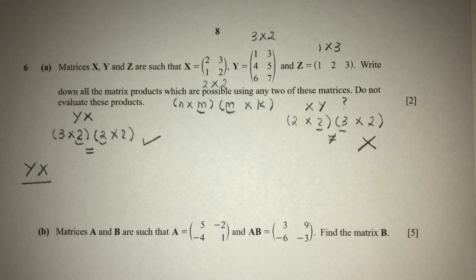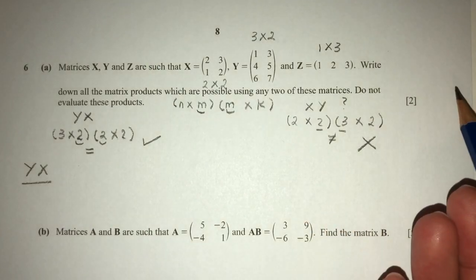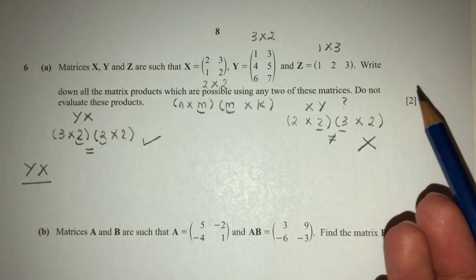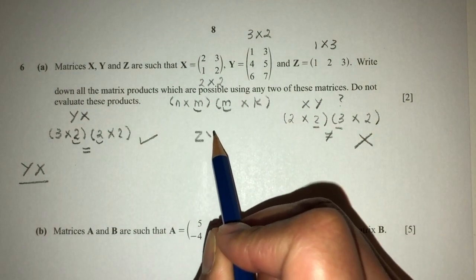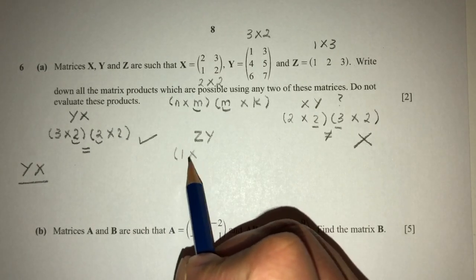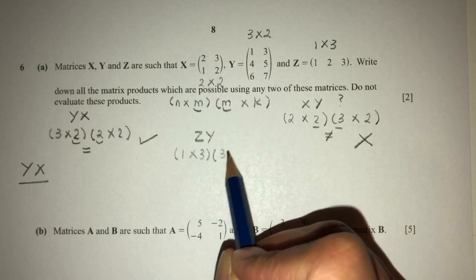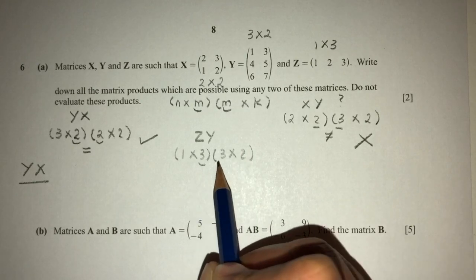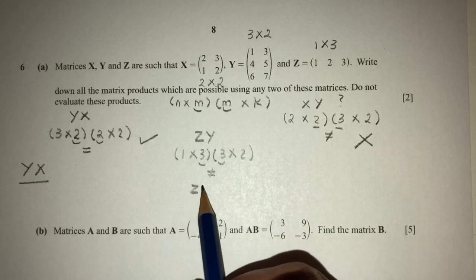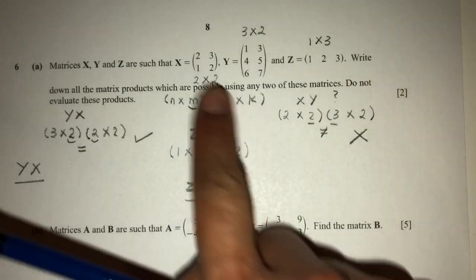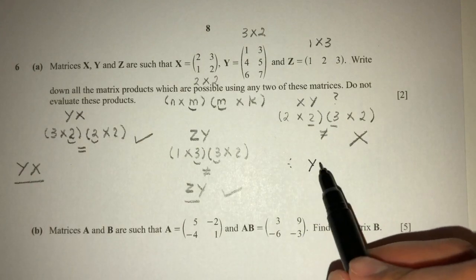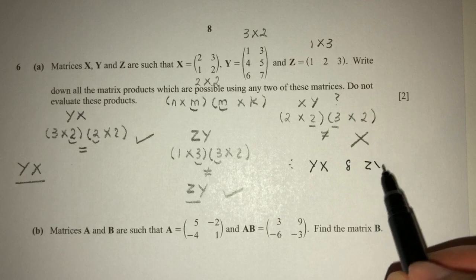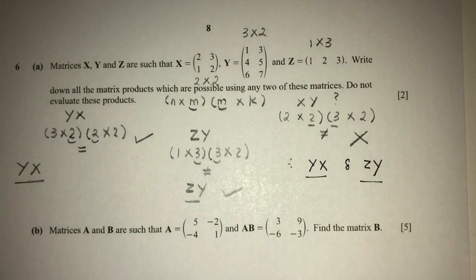Now let's try other values. By observation, you will try zy, because z is 1 by 3, y is 3 by 2. These two are the same, so zy is possible. You can try other combinations, but you will see that for the other ones, it will not be possible. So your answer will be yx and zy for matrix products.